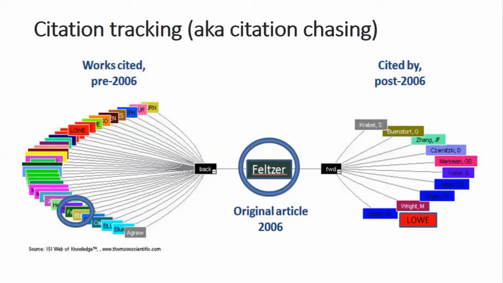But equally, citation tracking goes forward. So then you can see who used Feltzer's article. So it's like a bicycle, two wheels, one from the back feeding into the article which was published, and then the wheel going on the right forward, who quoted from the original article that you've located. So you can use this as a neat way of finding more articles on your topic.